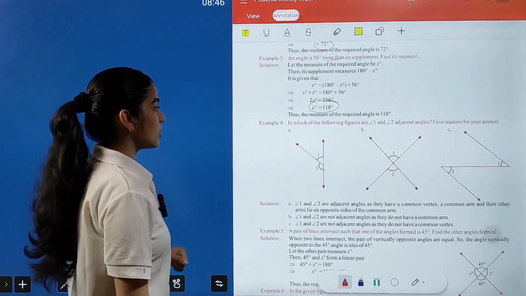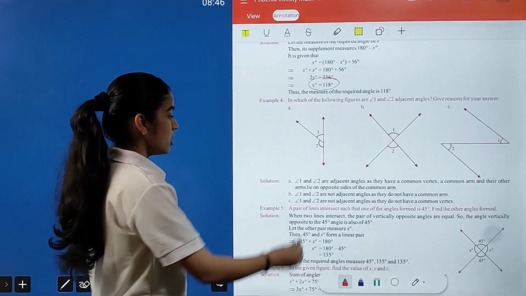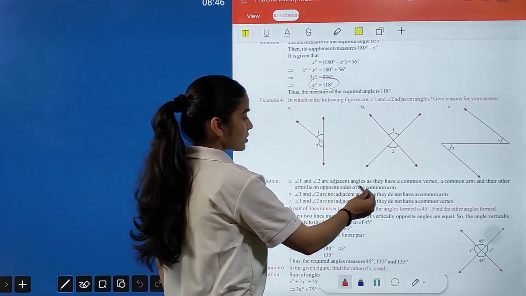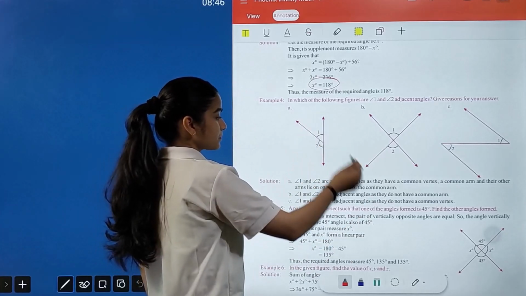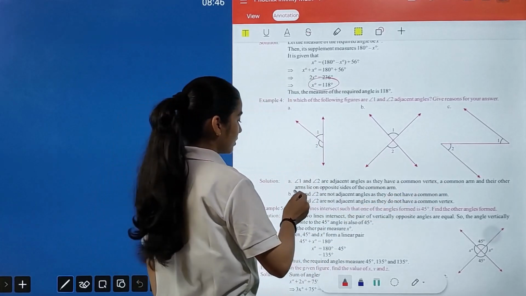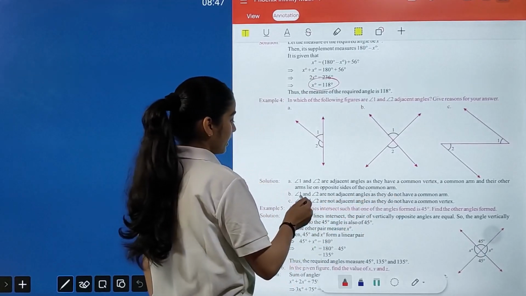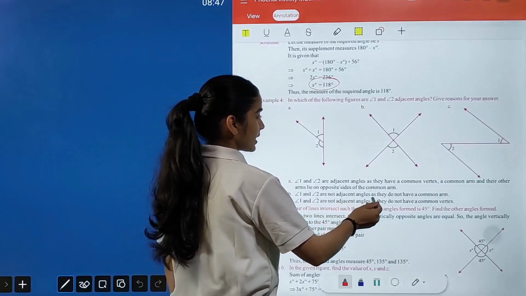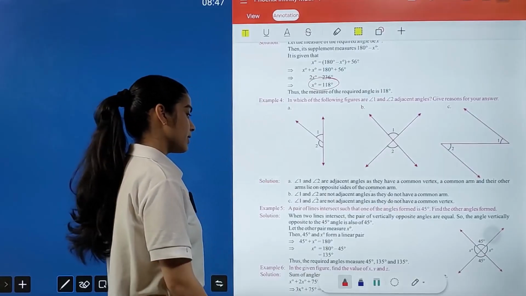In which of the following figures are angle 1 and angle 2 adjacent angles? Give reasons for your answer. So angle 1 and angle 2 are adjacent angles as they have a common arm, and their other arms lie on opposite sides of the common arm. Angle 1 and angle 2 are not adjacent angles as they do not have a common arm. Angle 1 and 2, same. Here we have a reason.